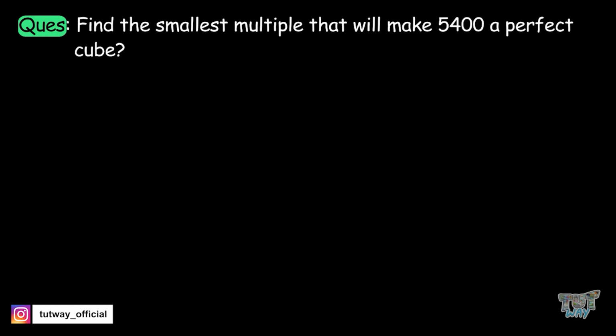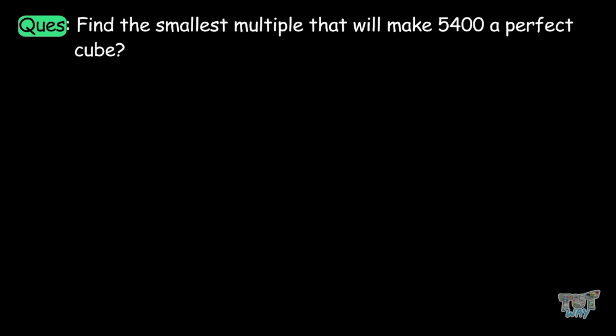What do we need to do? We need to do prime factorization of 5,400, and we will see what factor is not able to make a triplet. And the number that will not make a triplet will be the smallest multiple that will make 5,400 a perfect cube.